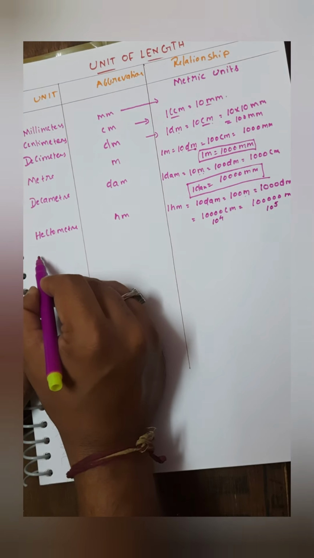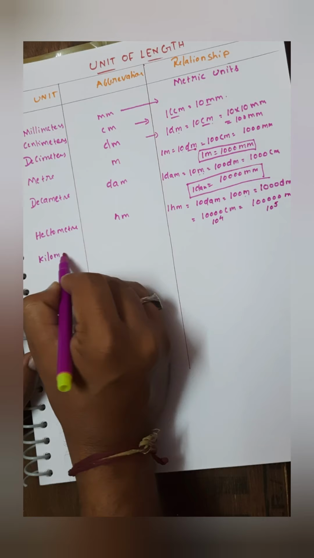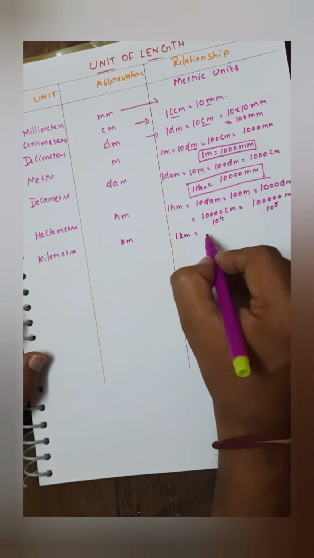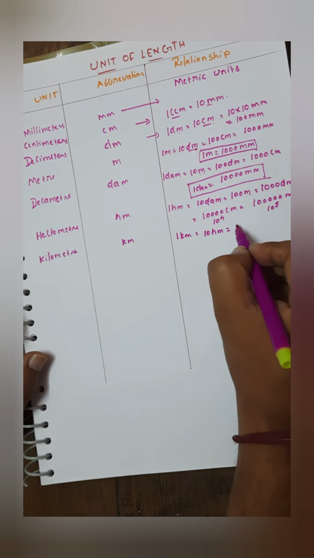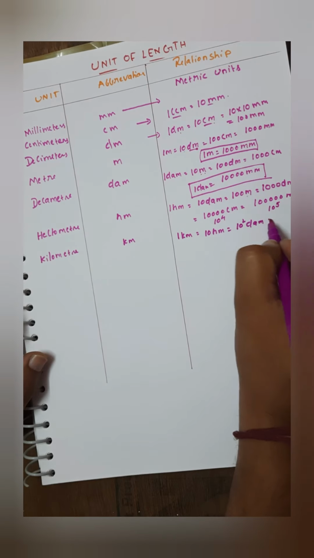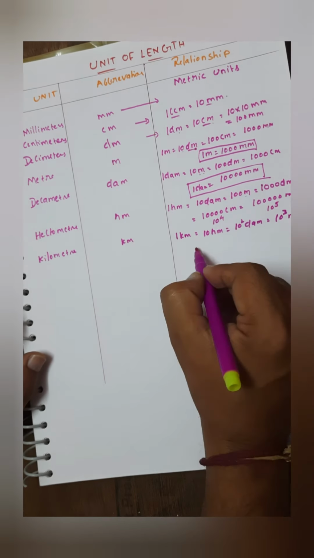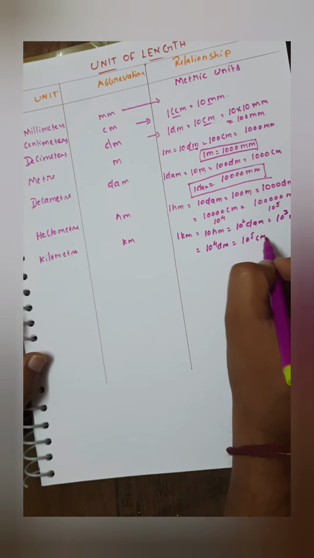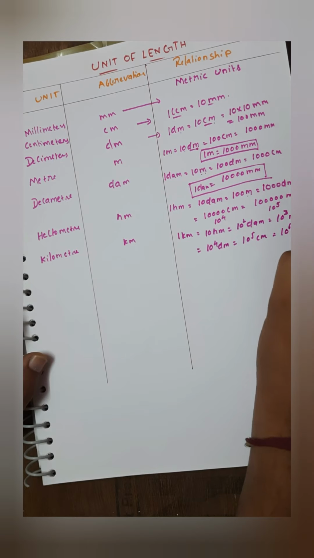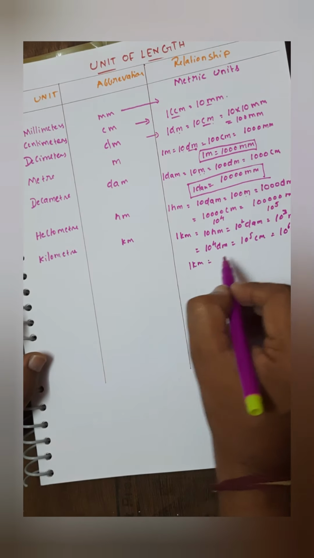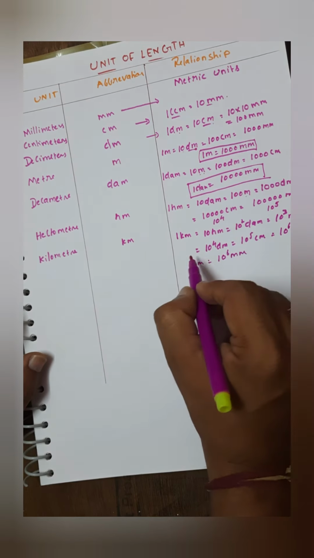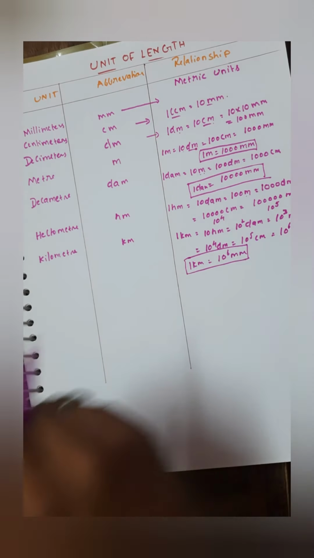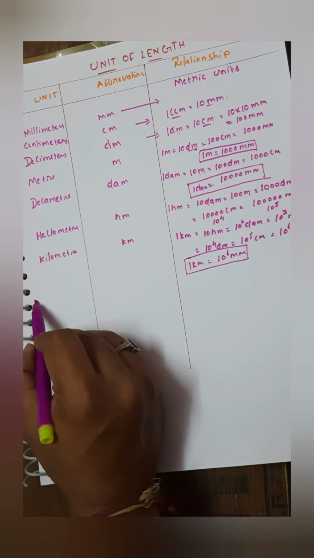After hectometer, the biggest unit we know is kilometer, km. So 1 km is equal to 10 hectometers, 10 square decameters, 10 cube meters, 10 to the power of 4 decimeters, 10 to the power of 5 centimeters, and 10 to the power of 6 mm. That means 10 lakh. 1 kilometer is equal to 10 to the power of 6 millimeters. This is the relationship between the highest and lowest divisions. So this is about the metric system.